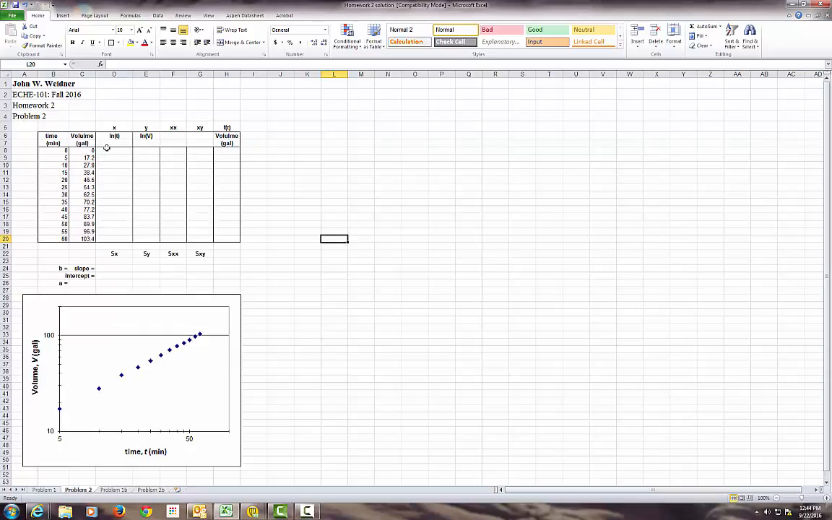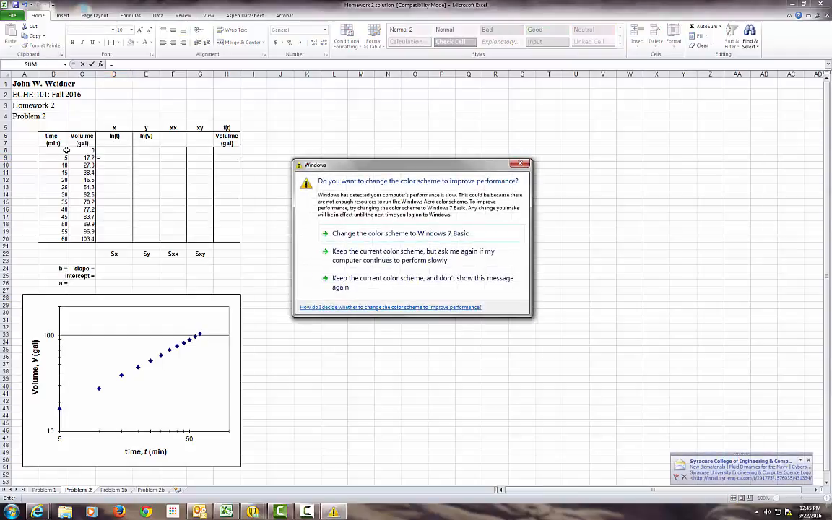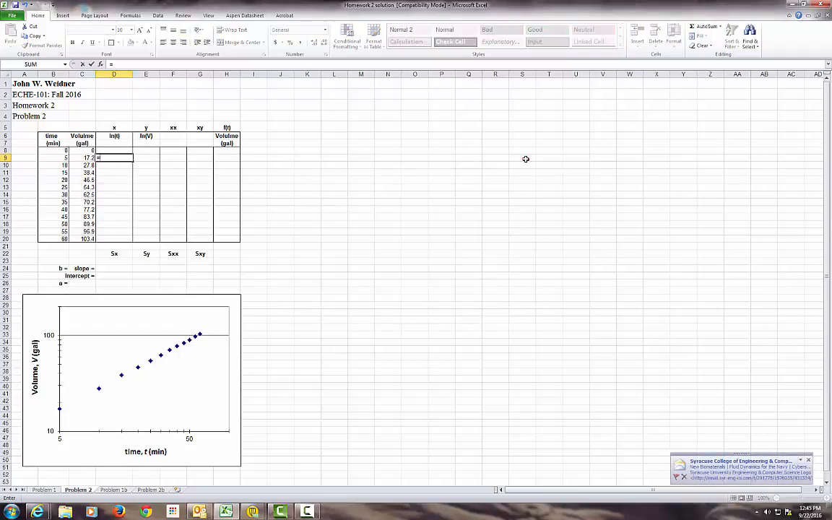So again, the x value is not going to be time, but it's going to be ln of time. And actually, again, we can't use this first point because you can't take the log of a zero. So we're going to start this analysis at the first data point of 5. Okay. Then the y value is going to be the natural log of the volume.